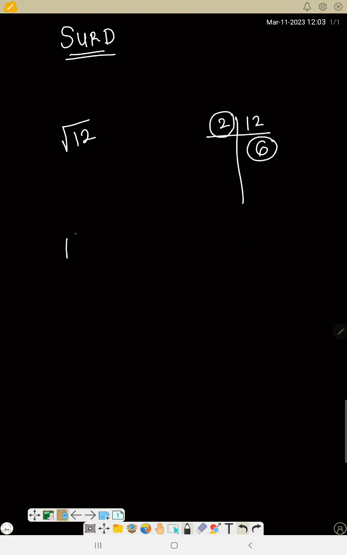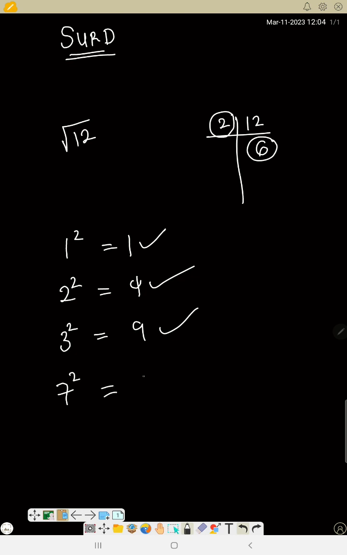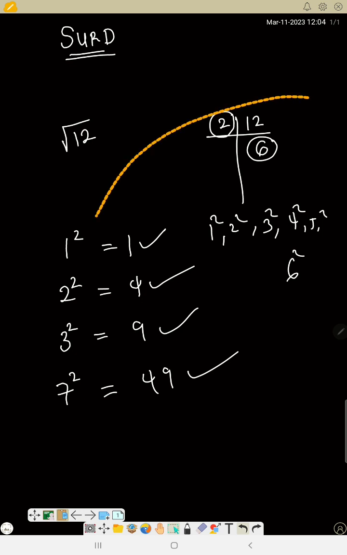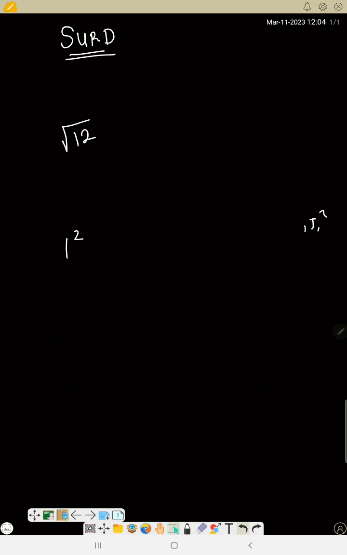That is, 1 square is 1. So 1 is a perfect square. 2 square is 4. 4 is a perfect square. 3 square is 9. 9 is a perfect square. 7 square is 49. 49 is a perfect square. So if you square all the numbers 1, 2, 3, 4, 5, 6, so if you square all counting numbers, then they are perfect squares. So that is, if you find the square root, it will not have a remainder.